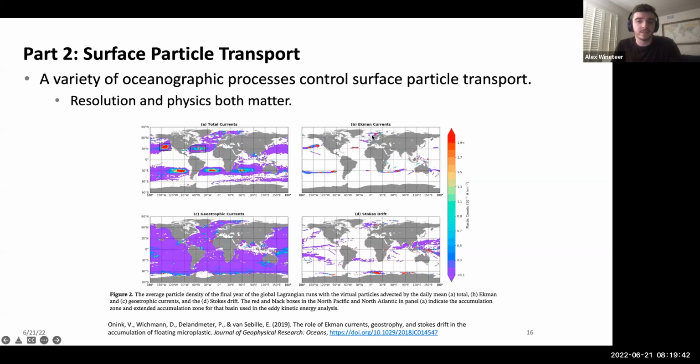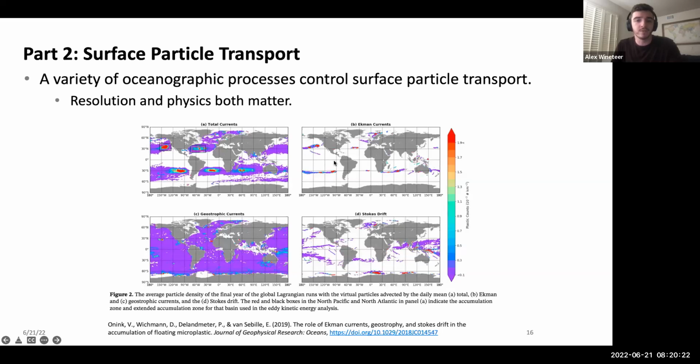He's done this looking at Ekman currents here on the top right, geostrophic currents on the bottom left, and Stokes drift on the bottom right. If you advect microplastics just using these three types of currents, you get patches that don't really look like what we see in the world's oceans for garbage collection. But if you add all of these currents together and do the advection, you get a picture of microplastic advection that looks more like the garbage patches that form in the oceans.